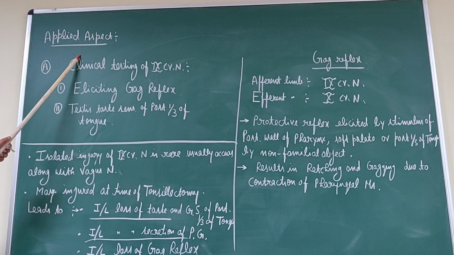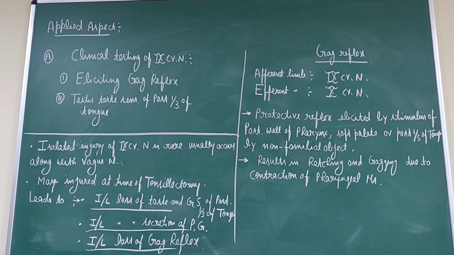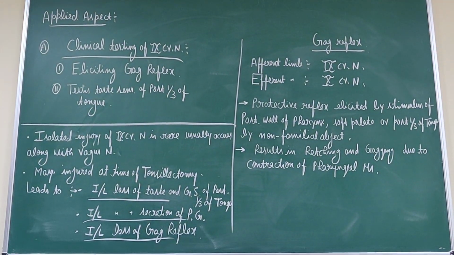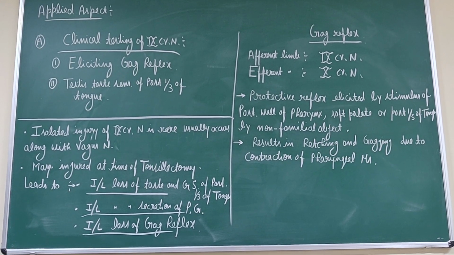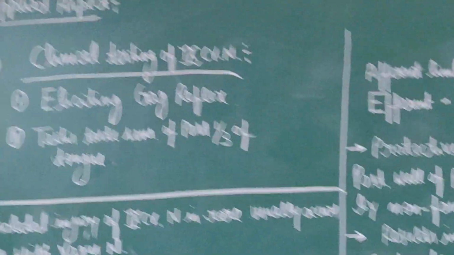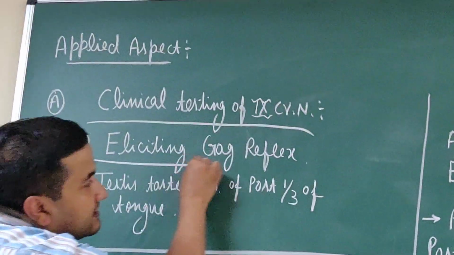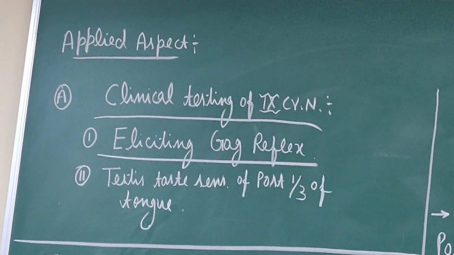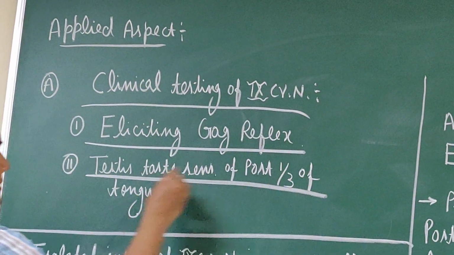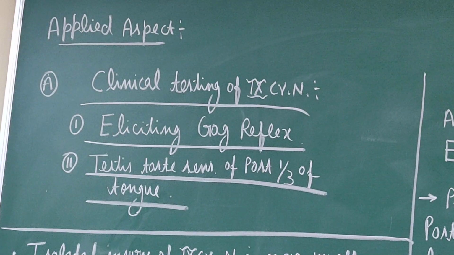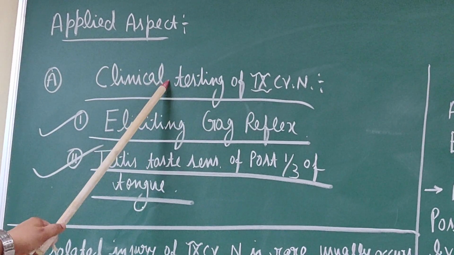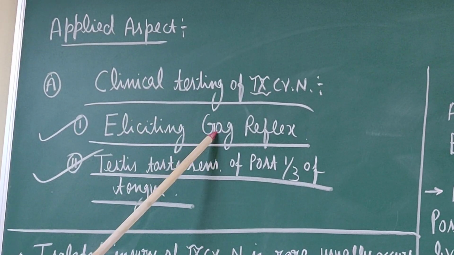Now the applied aspect of the glossopharyngeal nerve. First, the clinical testing, which is important for every cranial nerve: how to test the functioning of the cranial nerve. For the 9th cranial nerve, it is tested by eliciting the gag reflex, and by testing the taste sensation of the posterior 1/3 of the tongue. So there are 2 tests by which we can test the function of this 9th cranial nerve.